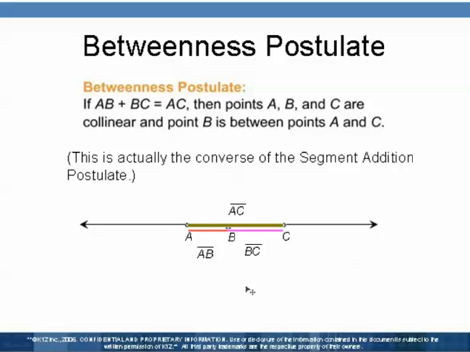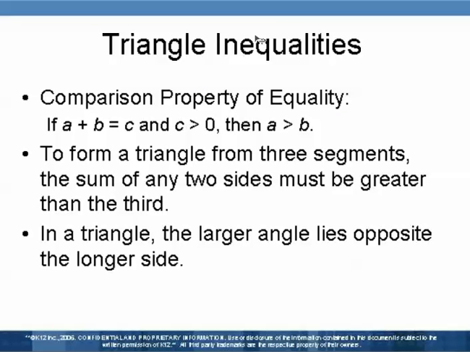What it's saying is if these line segments add together to equal the whole line segment, then the points are collinear and B lies between points A and C. That's the converse of the segment addition postulate, but it's still that same concept. It's that betweenness postulate that you can look at there. This is another one where we're taking the postulate and its converse, and we're using that information. Where does this come into play? It comes into play with triangle inequalities.